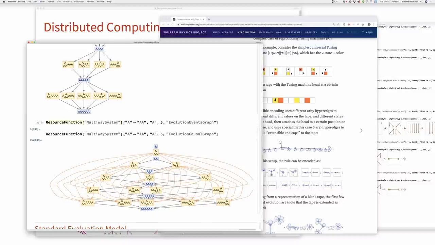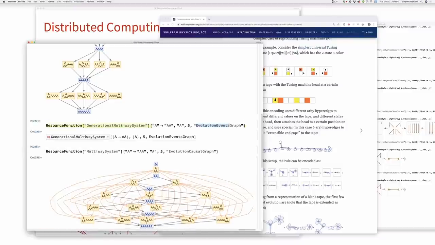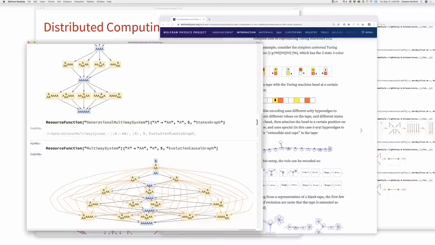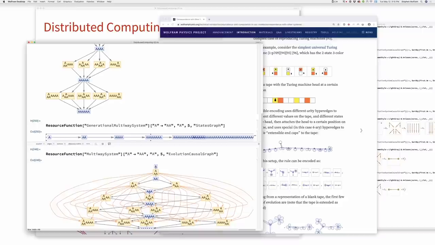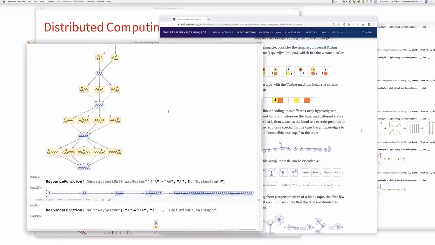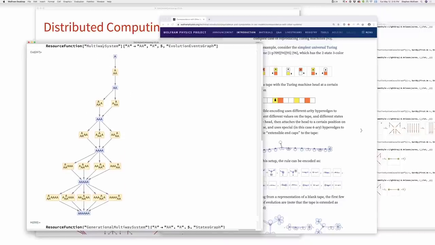Then you should run states graph. Can I get the causal graph there? No. Okay, but let's explain to people how we get the generational multi-way system from this multi-way system here. What we're saying is you're taking the sets of events that don't have overlapping inputs. Right, but how do we indicate what those are here?